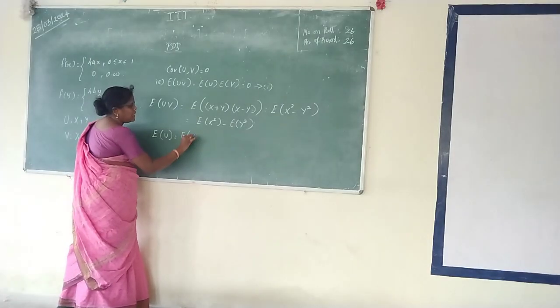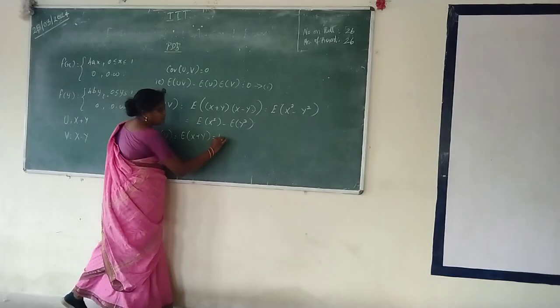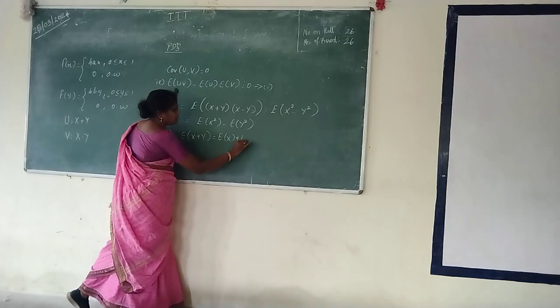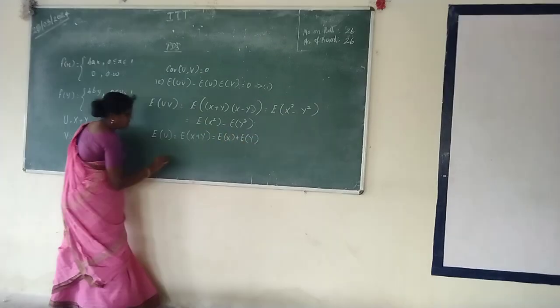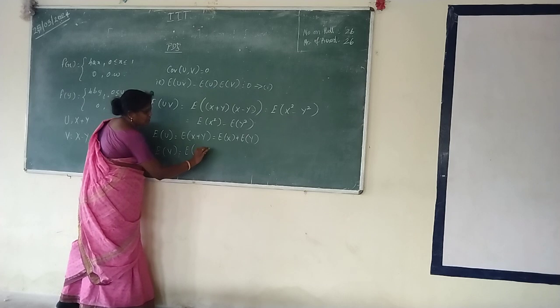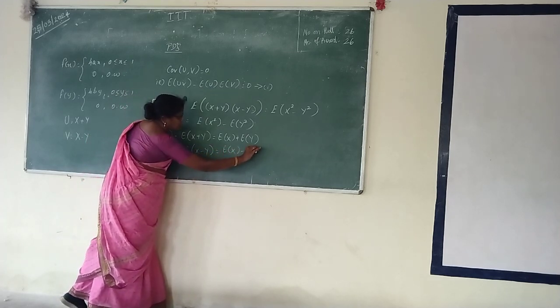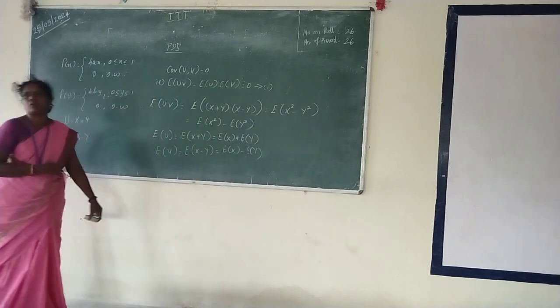So E of x plus y. How will we write this? E of x plus E of y. Then expectation of v: E of x minus E of y. We are just converting everything in terms of the corresponding x and y.